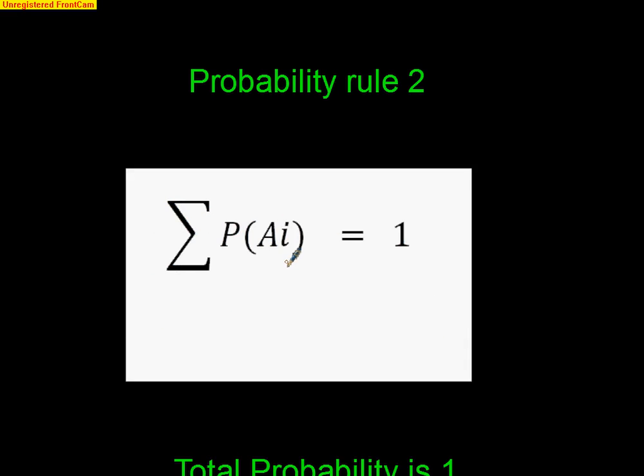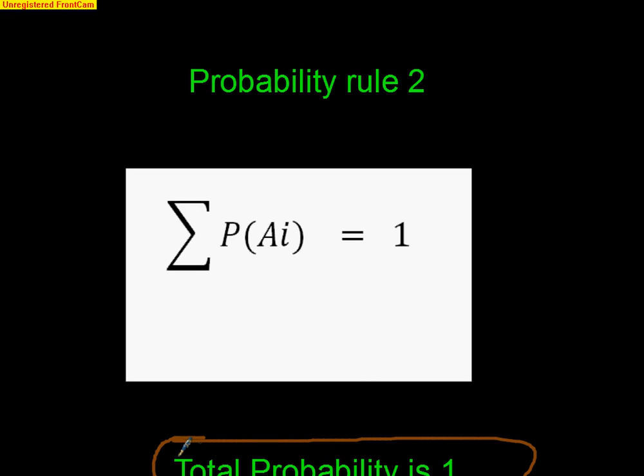Probability rule 2 says the sum of the P sub i's is equal to 1. And I told you what this means right here. Total probability is 1. That's what it means. And we've talked about this before. We've talked about it with proportions. We talked about it in the normal distribution. We understand that the total probability has to be 1, because all of our events have to add up to a total of 100%.